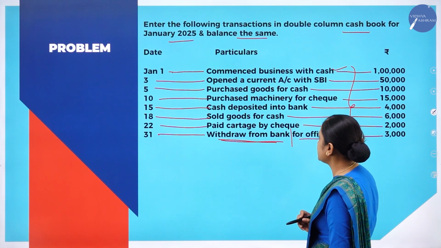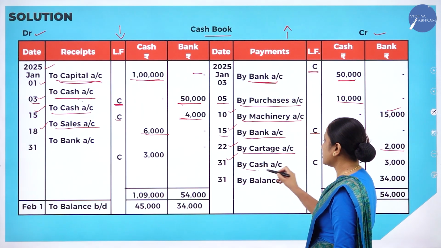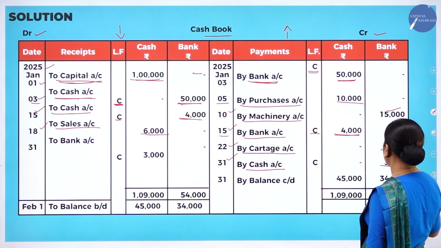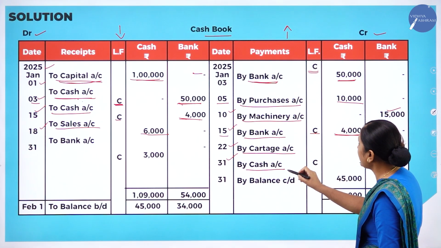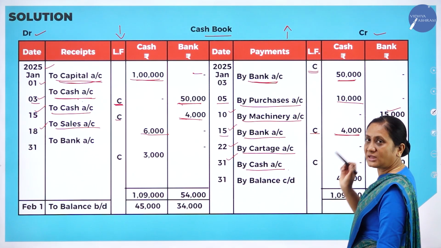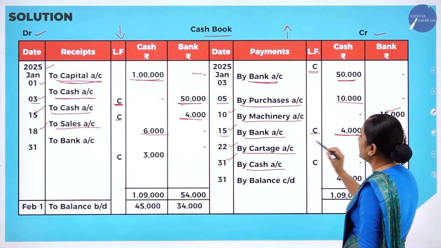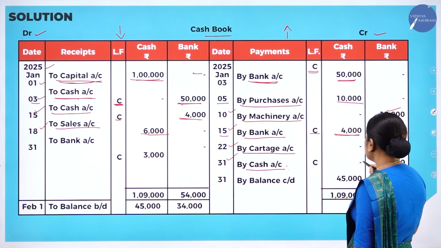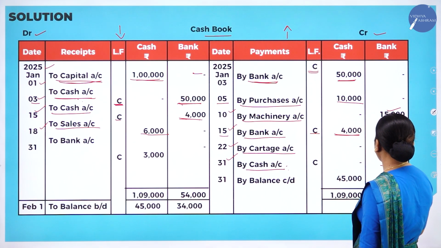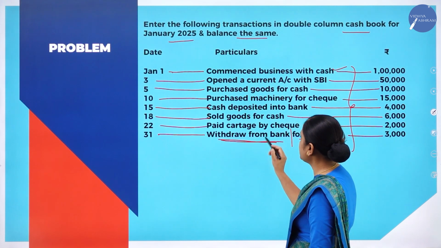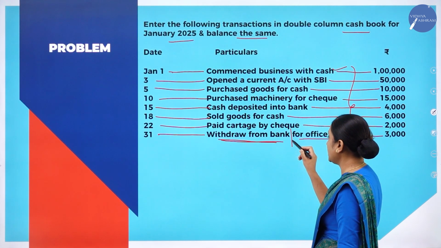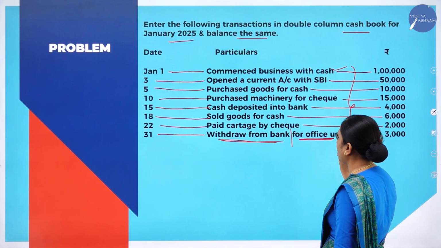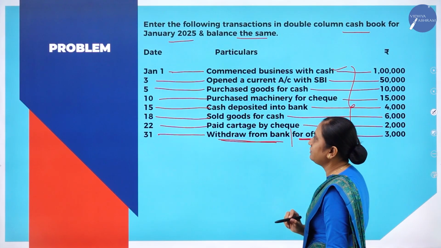Withdraw from bank. Correct? See here, 31, by cash account. Where will we enter? In the bank column. Why? Because 3000 cash is going out from the bank. That is the meaning of this. Followed? So that is why by cash account in the bank column 3000. Okay, so this part is done. Withdrawal from bank is done. Now after withdrawing, the same money is brought into the office for office use. This second part we will make an entry.